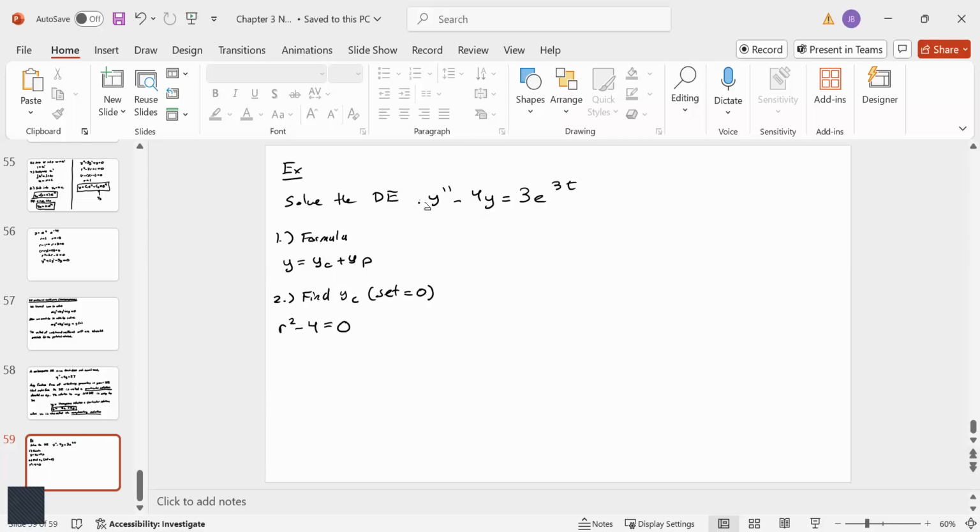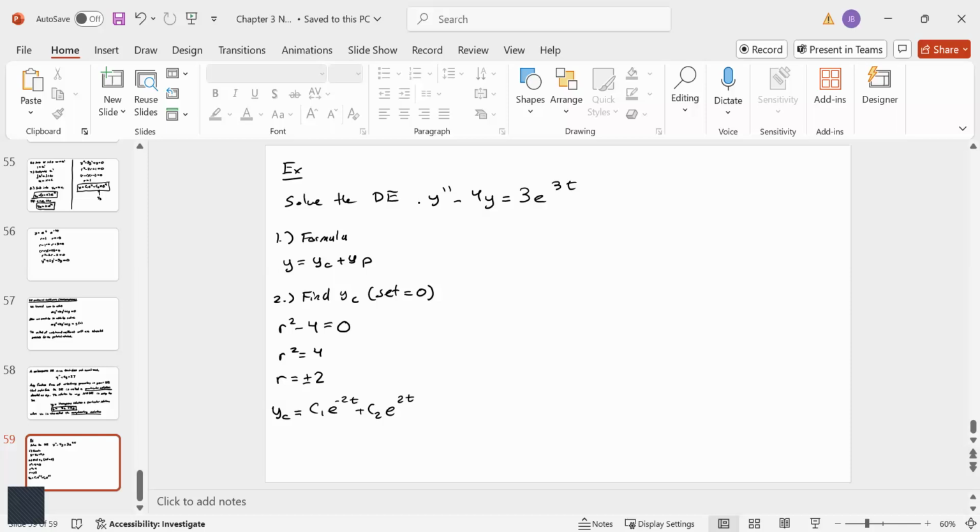Because it's the homogeneous part, you're not doing anything with the 3e to the 3t yet. So then r squared is equal to 4, and then r is equal to plus or minus 2. So that means the complementary solution is C1 e to the negative 2t plus C2 e to the 2t. So I have the first component of the solution.